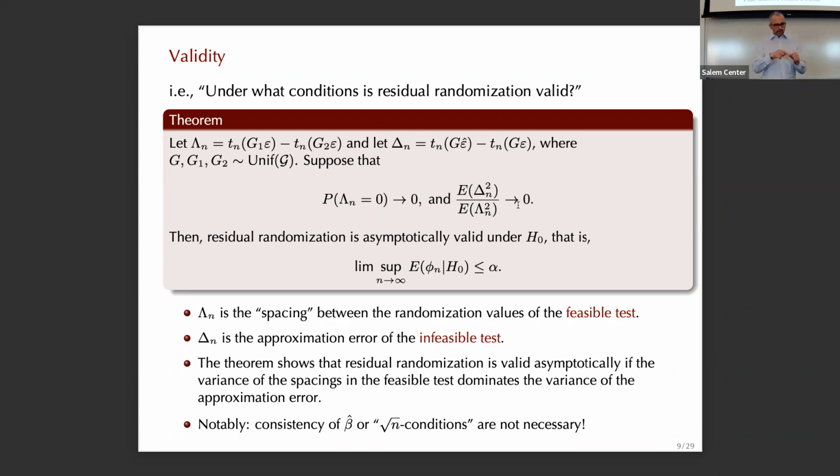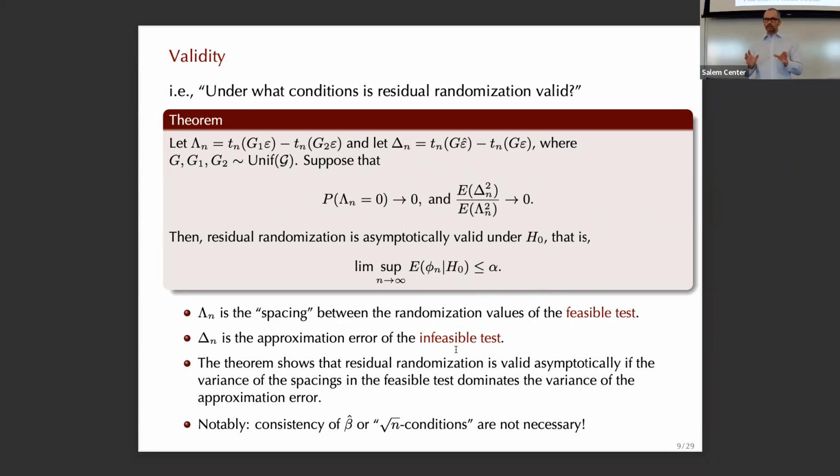It's very simple, very intuitive fact. That the variation of the approximation dominates your approximation error. That's basically what it's saying. Okay, or the variation, the variance of the spacings in the infeasible test, it dominates the variance of the approximation error. This is just a very simple condition on the variation of the infeasible test, and then the errors that you're making by plugging in the residuals. That's it. And this has to hold in the limit also. This is general, of course.